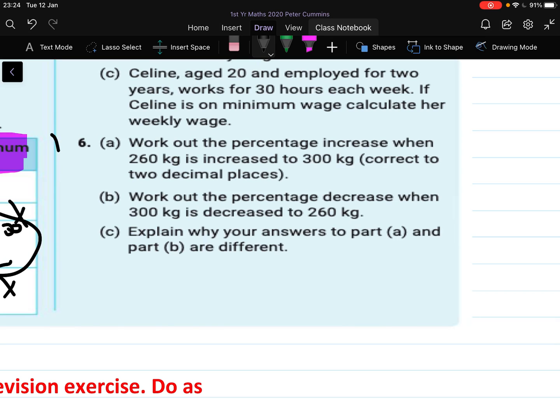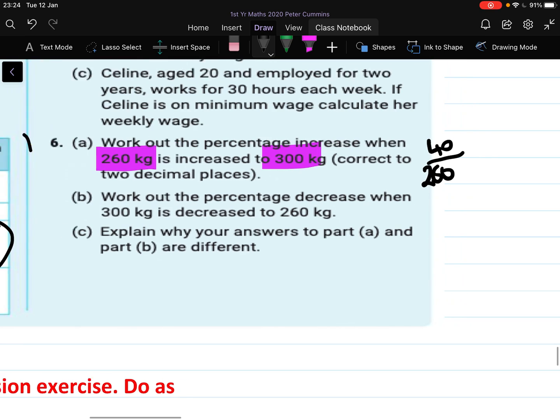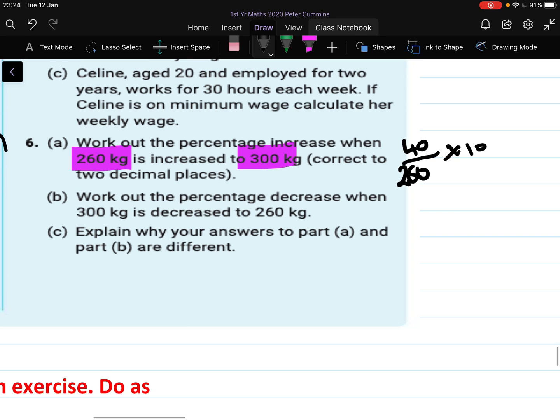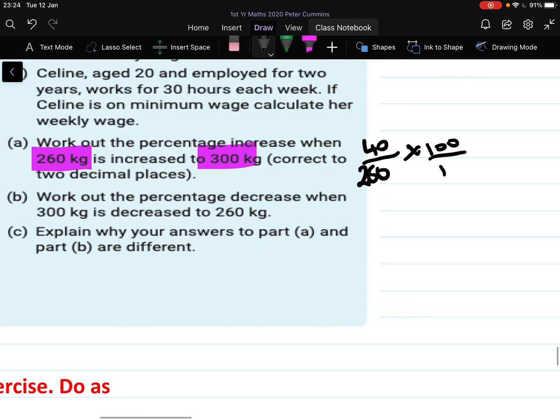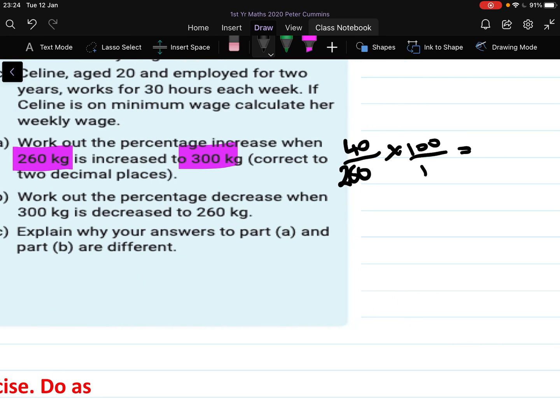So right, well, what's the difference between 260 and 300? And that's going to be 40, all over what's our original number, which is going to be 260. Multiply that by 100 over 1. And that is going to be equal to 15.38, approximately.